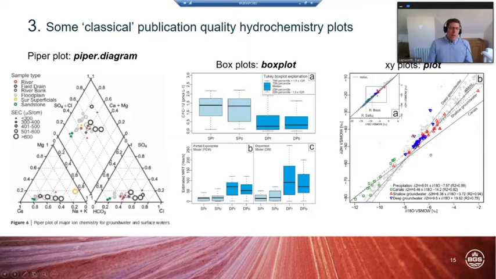On the right-hand side is an XY plot, really, with a number of different regression lines, and this is typically used to analyze and interpret stable isotope data from groundwaters and understand recharge processes. So there are a number of classical plots that you can do quite simply within R using those functions that I've mentioned there, Piper diagram, box plot, and the plot function.